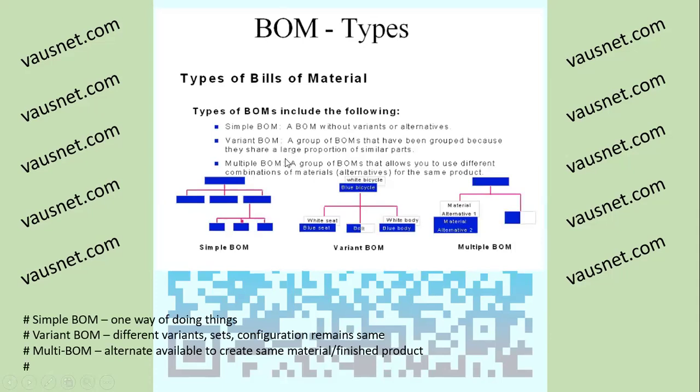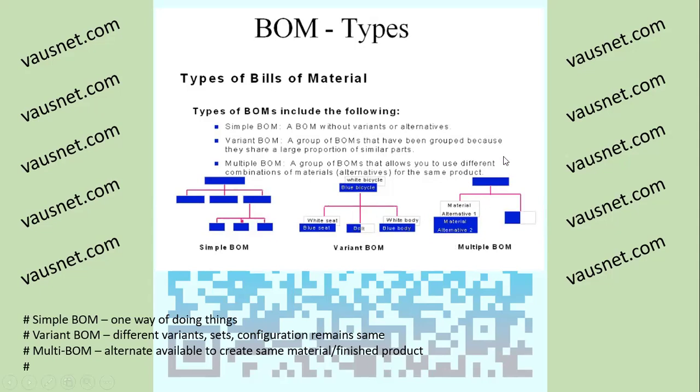Bills of material types, as we have seen: oh no, we have seen single level and multi-level. Simple BOM is a bill of material without variants or alternates. Variant BOM is basically a group of bills of material that have been grouped because they share a large proportion of similar parts, like the same bike, but it's blue or white. So the variant will be blue or the variant will be white. It will have a blue seat or white seat. It will have bolts that will be a different color only, not a major feature change. And the body will be blue or white.